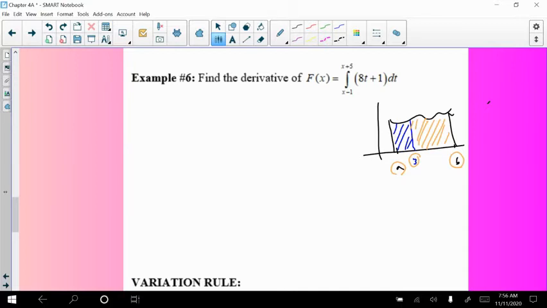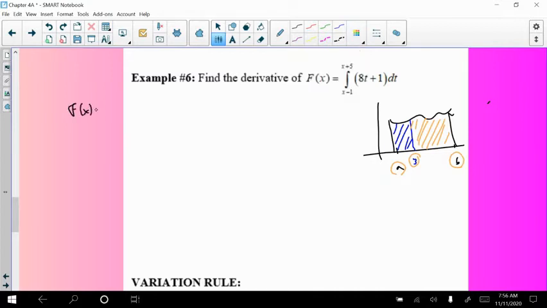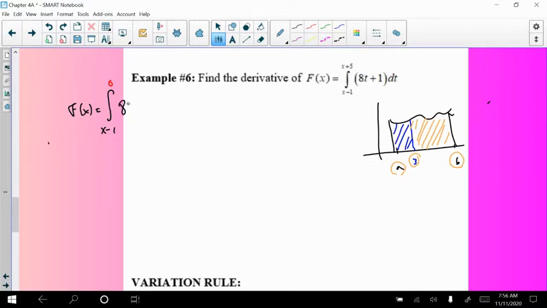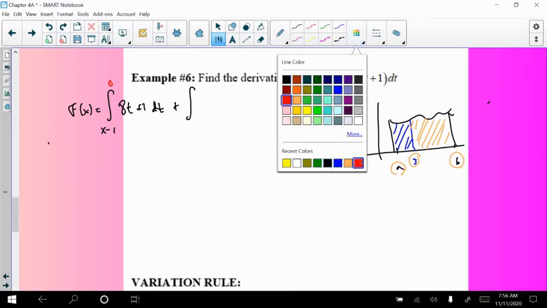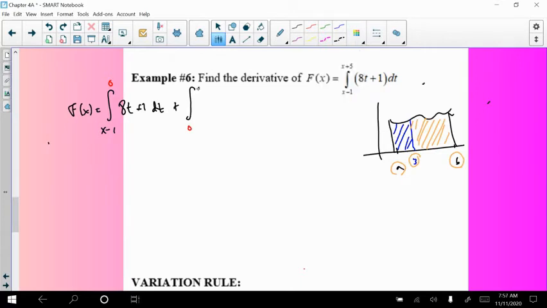So I might rewrite this as saying, okay, well, my function f of x could be thought of as going from x minus 1 to any constant you want to pick, like maybe 0. And then you write your function, 8t plus 1 dt, plus the area, or the antiderivative, and whatever you picked, you match it on the other side. So from 0 to the other limit, x plus 5, of 8t plus 1 dt. So you just basically break it up into two parts.